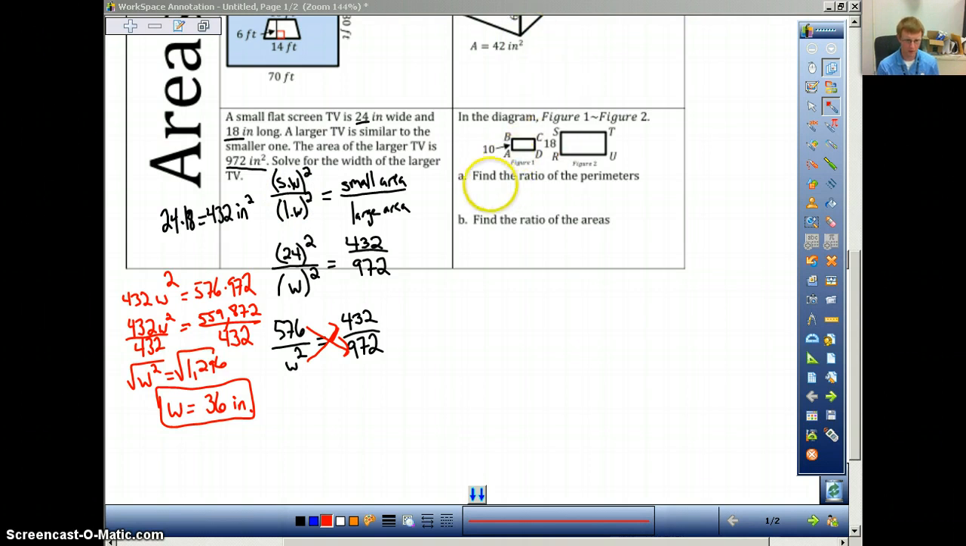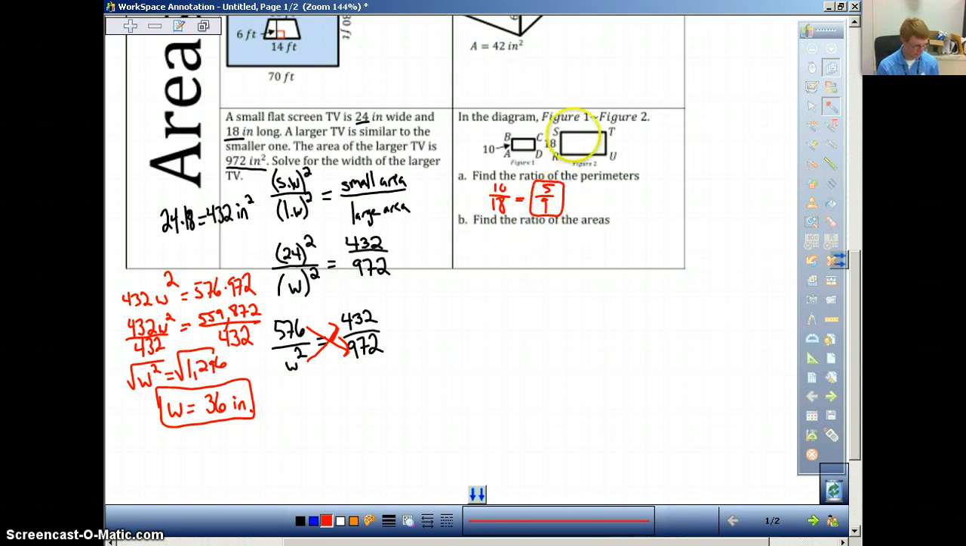So this second one is very simple. Let's just quickly go through this together. It says find the ratio of perimeters. Well, in this case, the ratio of perimeters is going to be the same as the ratio of the sides. So if I know that these two are similar, then the ratio of perimeters is just going to be from one side to the other. The ratio of perimeters and the ratio of sides is always the same. So we just say 10 to 18, which is 5/9. So that's it for that one.